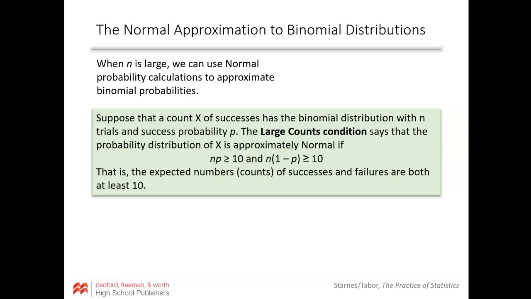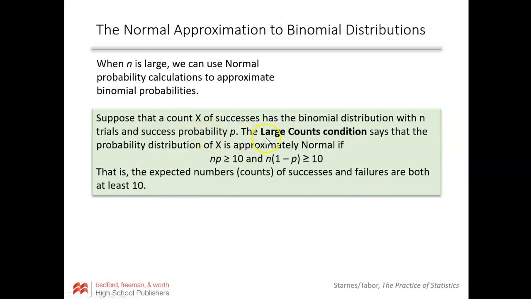Now, the only way we can do this is if n is large enough. So how do you know if it's large enough? You're going to use what's called the large counts condition. This was derived by very smart mathematicians back in the day who kept doing more and more samples to figure out where it actually behaved properly, at what point we could say, you know what, good enough.